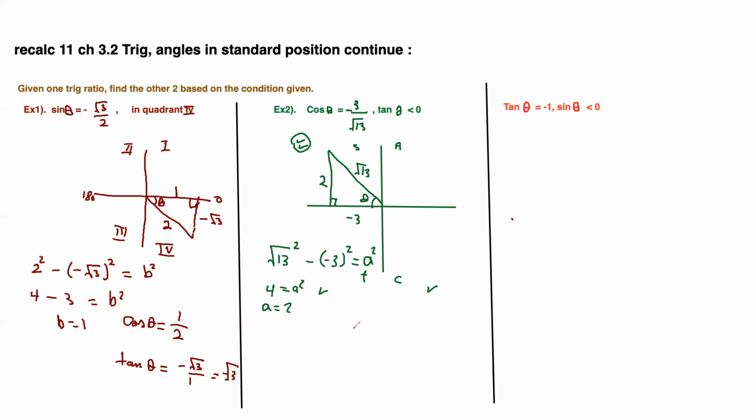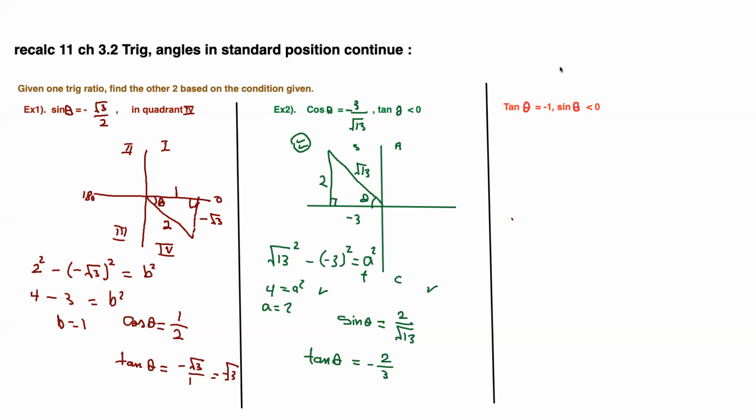Therefore, since I'm given the cos, the other 2 trig ratios I have to find are the sine theta, which equals opposite over hypotenuse, so that's 2 over √13. And then tan theta equals opposite over adjacent, so 2 over -3. It's good to write the negative in the front here. I don't like writing negatives on the bottom of a fraction. That's done. We'll go to the third one.